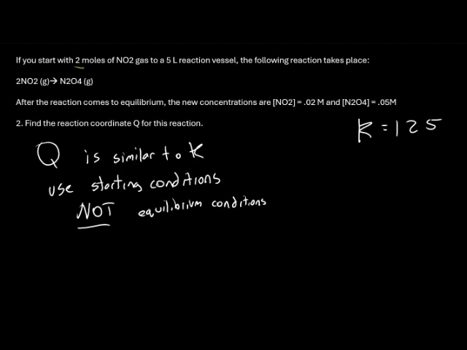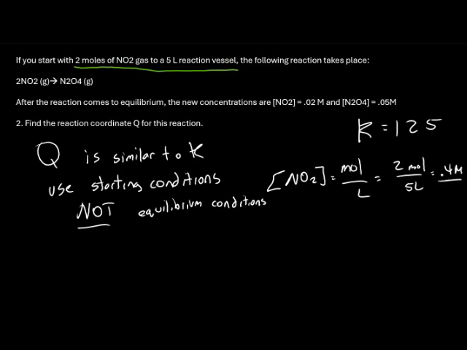Our starting conditions are given in the first line of this problem. We're starting with 2 moles of NO2 in a 5-liter reaction vessel. Recall that concentration is moles divided by liters. We have 2 moles divided by 5 liters, giving us a concentration of 0.4 molarity when we divide. Notice that we have no starting information about N2O4. In chemistry, if we have no information about the starting amount of N2O4, we can safely assume there isn't any. Therefore, our starting N2O4 molarity will be 0.